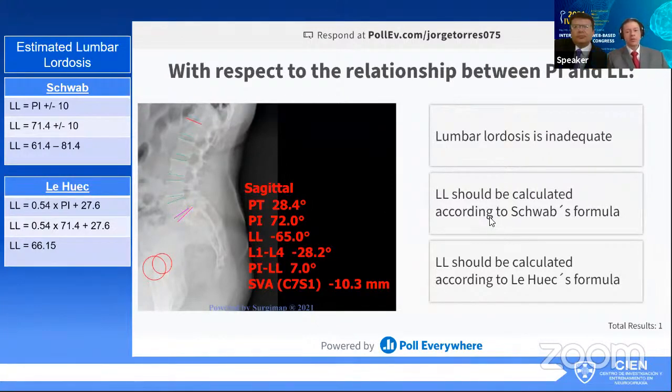Should the lumbar lordosis be calculated using Schwab's formula, which you can see on the left? Or maybe should we use Lafage's formula, which is also on the left? Please take a couple of minutes to answer your question.